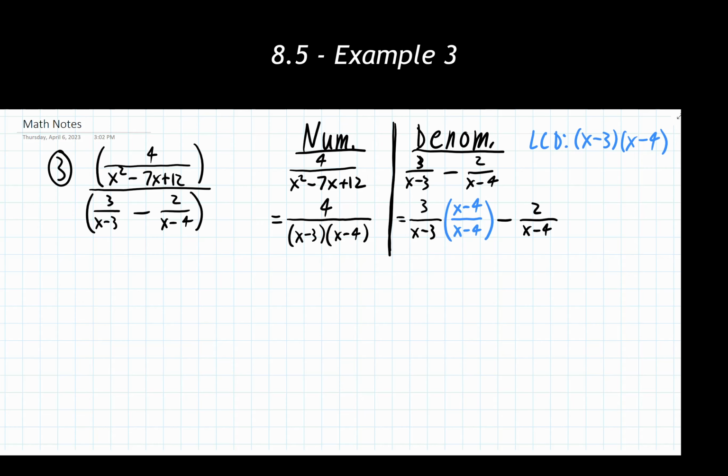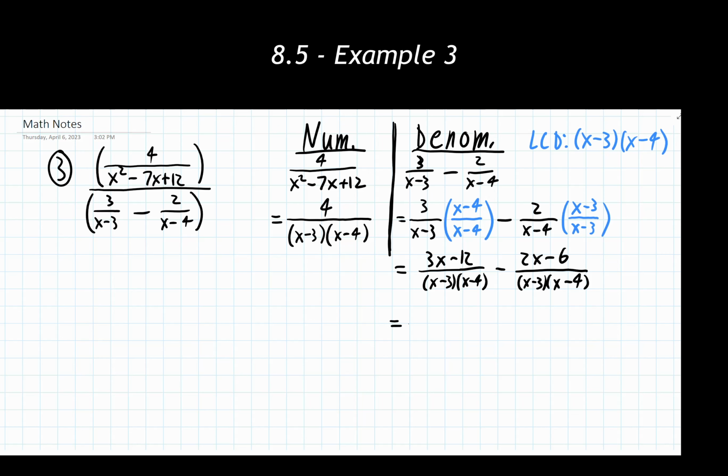And for the second one, we're going to be multiplying top and bottom by x minus 3, because that's what's missing in its denominator. So our new fractions end up becoming (3x minus 12) over (x minus 3)(x minus 4), minus, and our second one's going to become (2x minus 6) all over (x minus 3)(x minus 4).